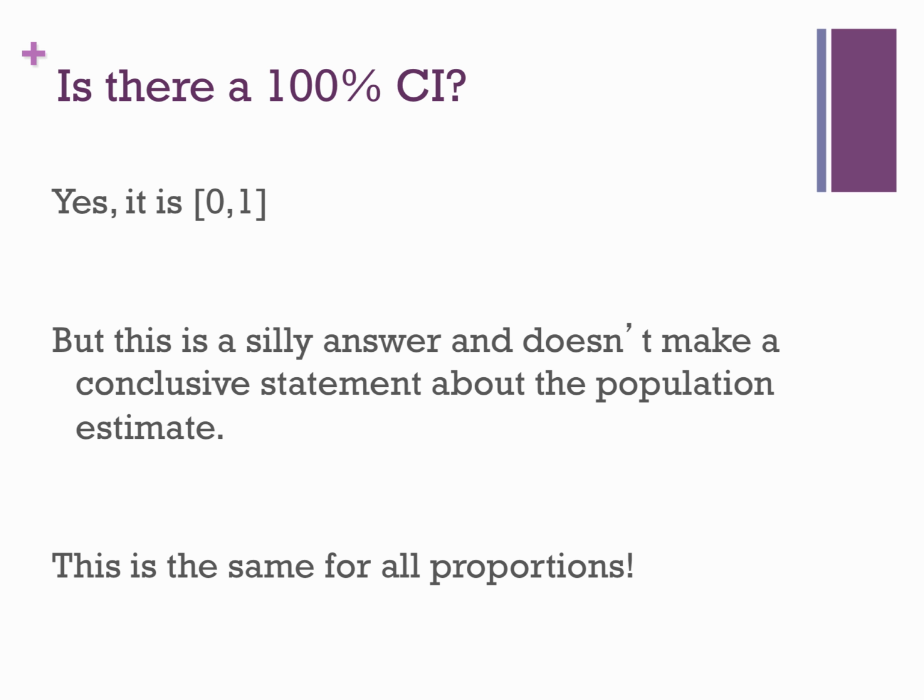Is there a 100% confidence interval? For proportions, yes, it's 0 to 1. I am 100% confident that my survival proportion is between 0 and 1. That's a silly answer, it doesn't make a conclusive statement about the population estimate. It would be the same for all proportions. It's nonsensical. We will use 95% confidence intervals more often than not, but you can have 90% or 95%.